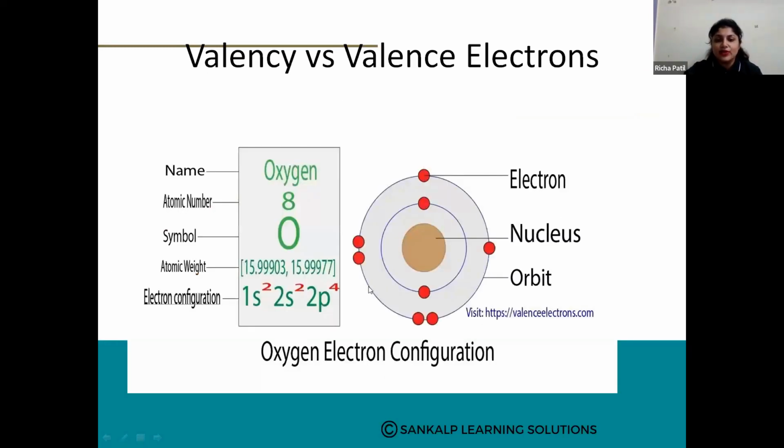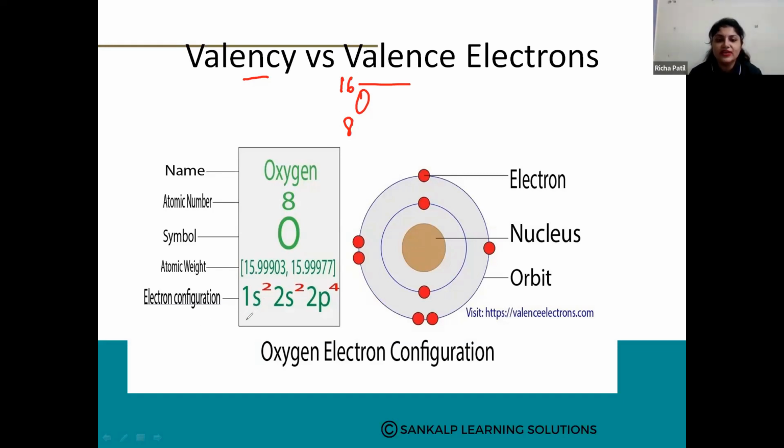We'll see for an oxygen atom what the valency and valence electrons are. The name of the element here is oxygen. The atomic number of oxygen is 8. The symbol of oxygen is O. The atomic weight is 15.9, which is nothing but your atomic mass number, 16.